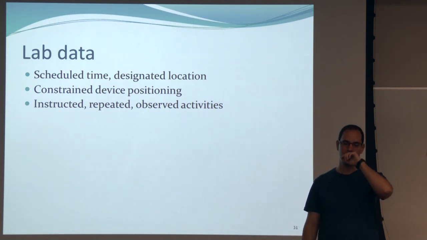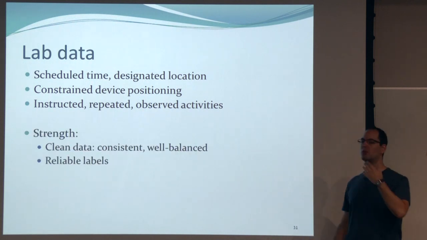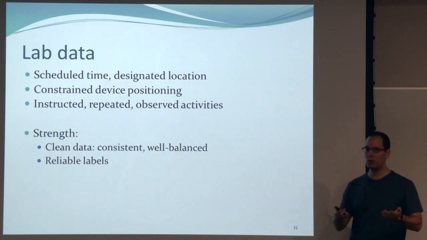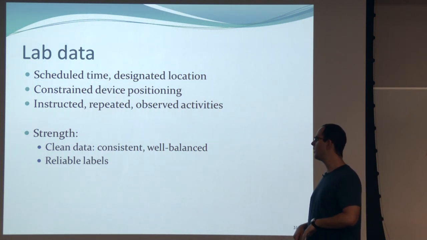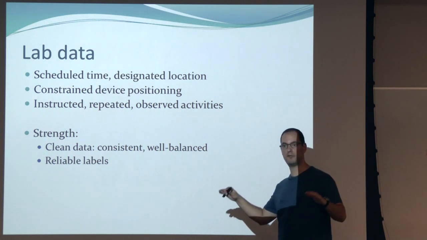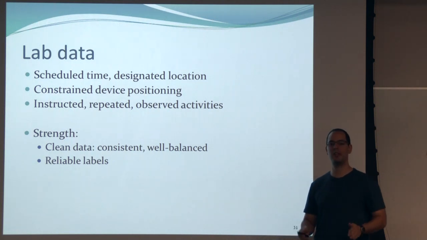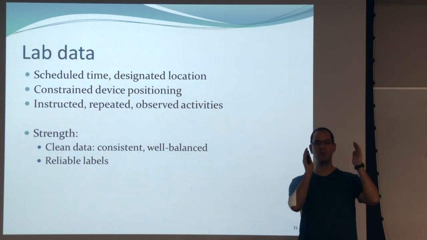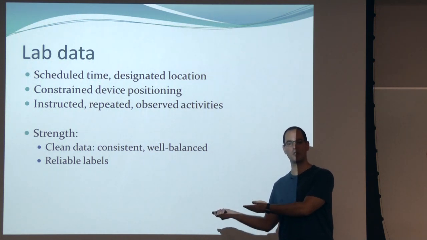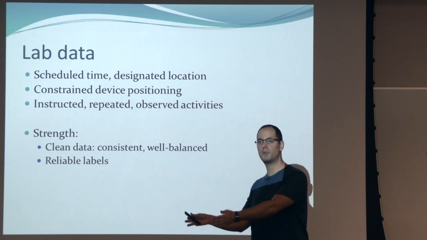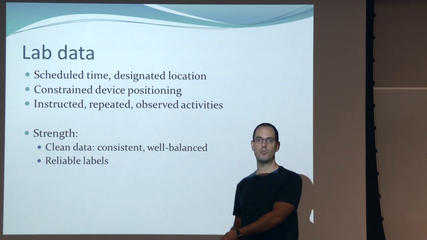Okay. So when you have controlled conditions, you can better control to have a cleaner data. Everything is consistent. You can control the balance among the different labels. You say you want to collect 10 minutes of running on a treadmill, 10 minutes of walking, and you have reliable labels. You know that in these 2 minutes, the person was running because you told them to run.